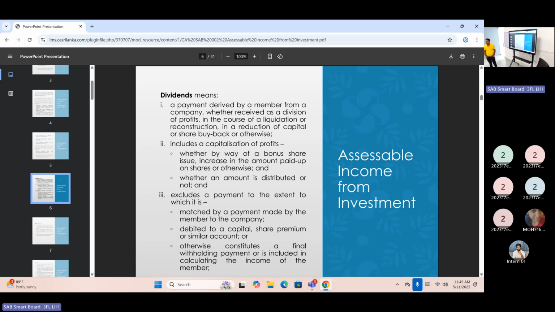Whether by way of bonus shares. So then bonus shares are considered as what? Who issues bonus shares? Bonus shares. Excess shareholders. We are looking at excess shareholders. This is a rights issue.